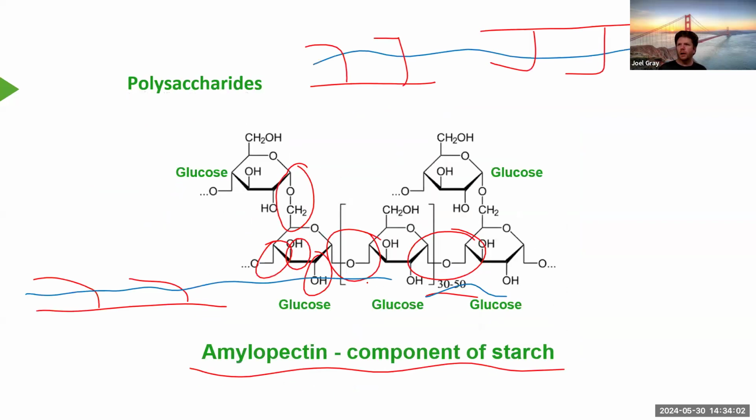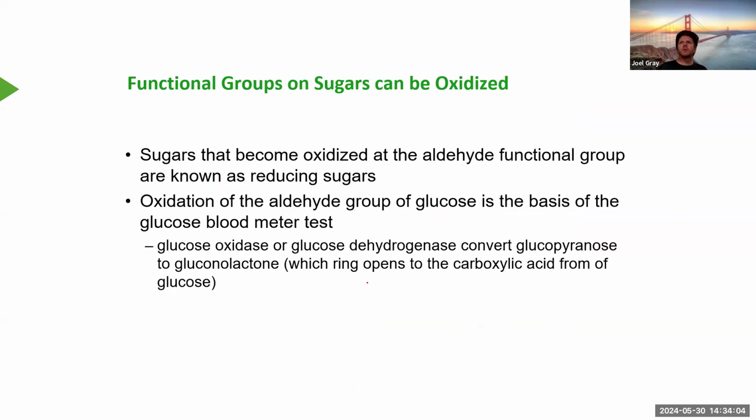Okay, now, there we go. Now, functional groups on sugars can also be oxidized. We talked about reduction of them yesterday, but oxidation is also something that can happen. Sugars that become oxidized at the aldehyde functional group are known as reducing sugars. Oxidation of the aldehyde group of glucose is the basis of the glucose blood meter test.